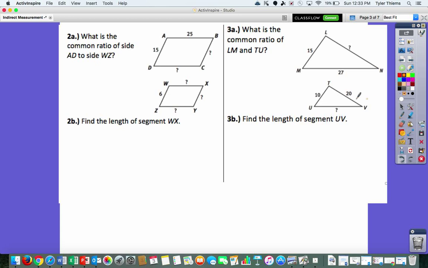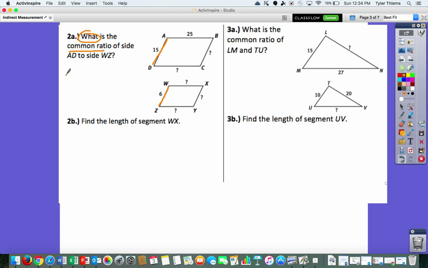Okay, let's take a look at these next ones. So we're going to do the same similar thing here. We want to find the common ratio of these two similar quadrilaterals. So it says, what is the common ratio of side AD to WZ? So here's AD and WZ.